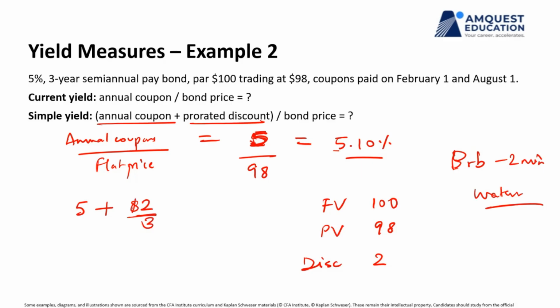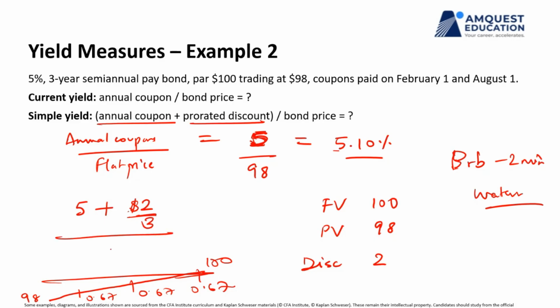Remember the pull to par graph, the bond is issued at 98, and in 3 years the bond has to go to 100. So every year on 98 we are going to add 0.67, 0.67, and 0.67 to get to $100. Okay, so the pro rata discount is 0.67, and this number divided by bond price. Bond price is what? $98. Perfect. So this is, I think, your simple yield. This plus 5 divided by 98, 5.78%.